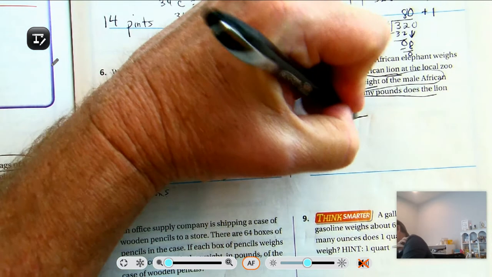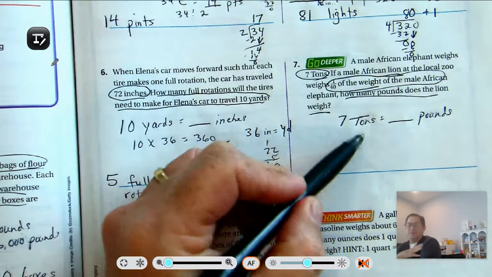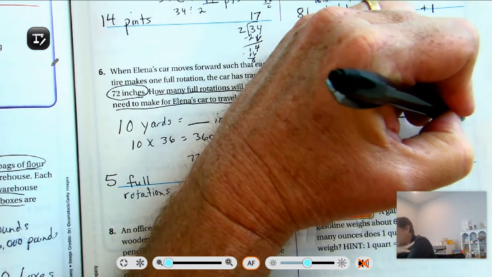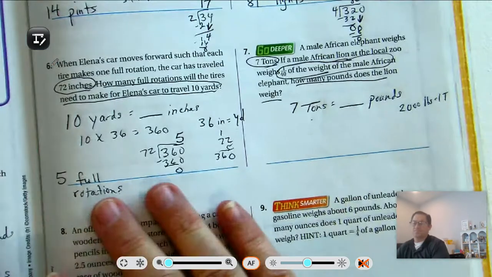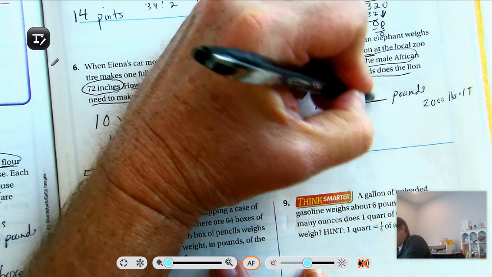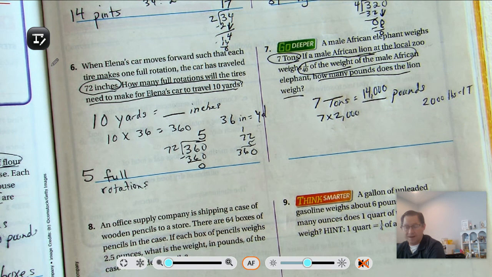So first, let's change our 7 tons into pounds. Tons are bigger than pounds, and it takes 2,000 pounds equals 1 ton. So 7 times 2,000. So we'd have 14,000 pounds. The African lion is 1/40th of that amount. So we're going to take the 14,000 and divide by 40.